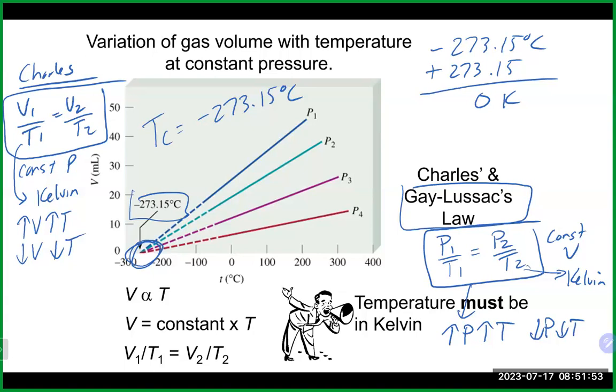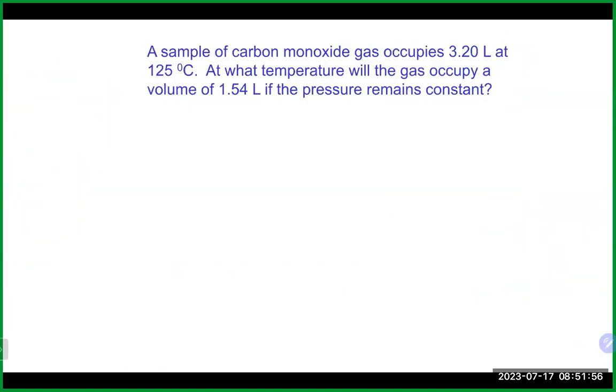All right, so let us try some of these good guys. Give this a go. A sample of carbon monoxide occupies 3.2 liters at 125. What temperature will it occupy at 154?